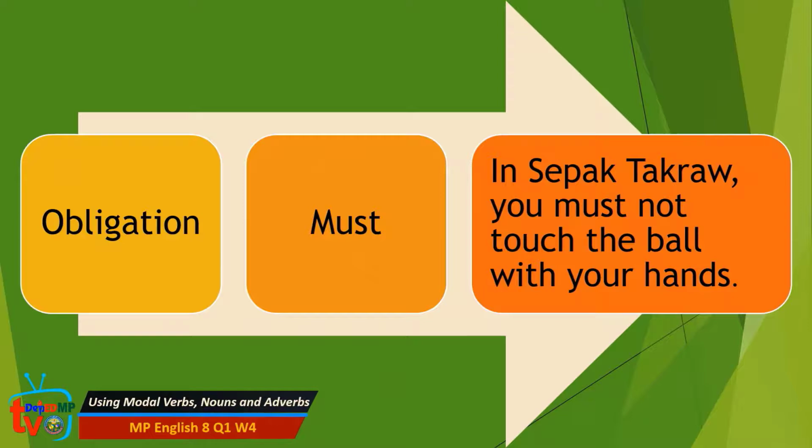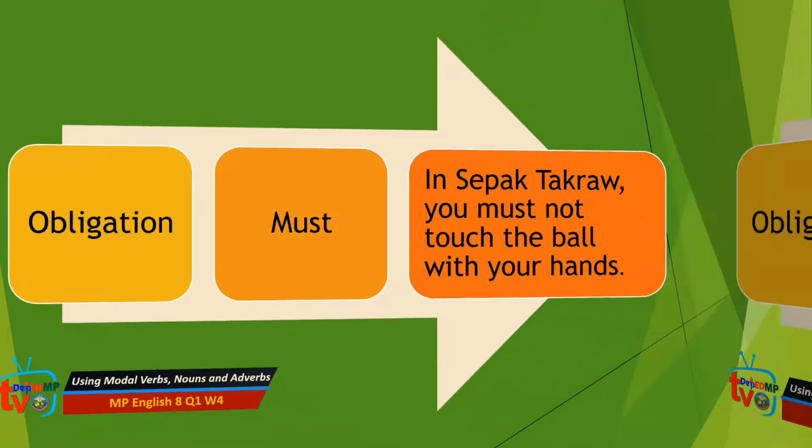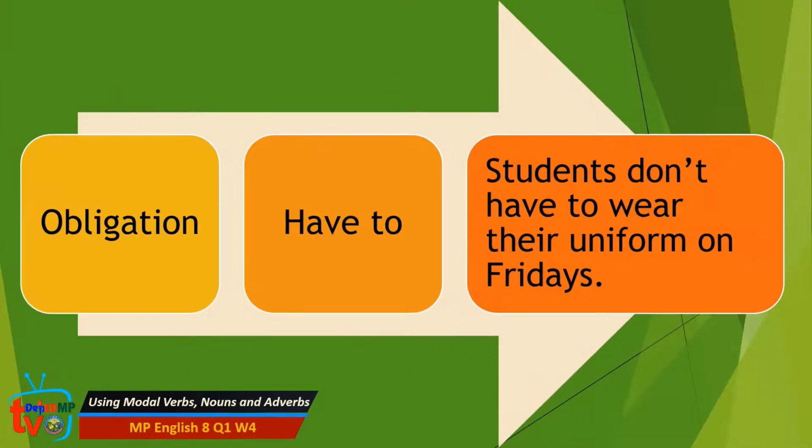Another modal verb is must. It expresses an obligation. For example, in sepak takraw, you must not touch the ball with your hands. We also have have to, which expresses obligation. Students don't have to wear their uniform on Fridays.